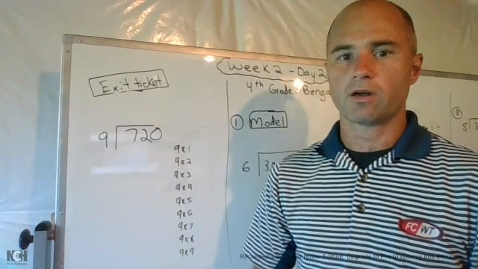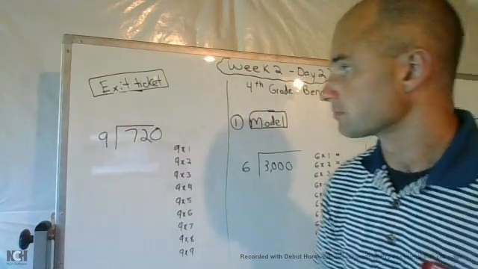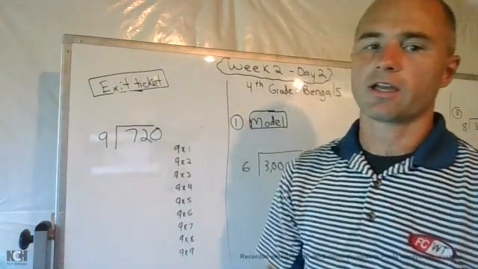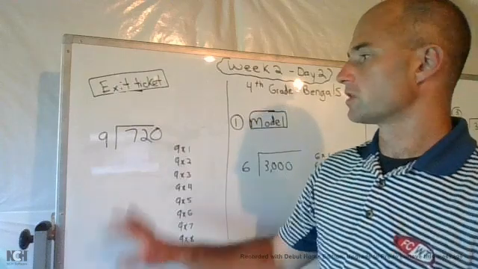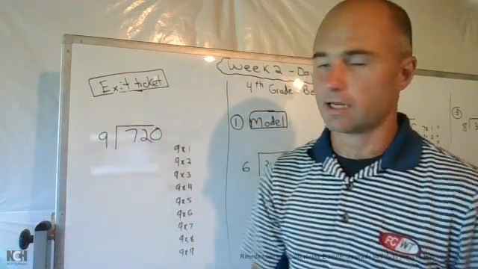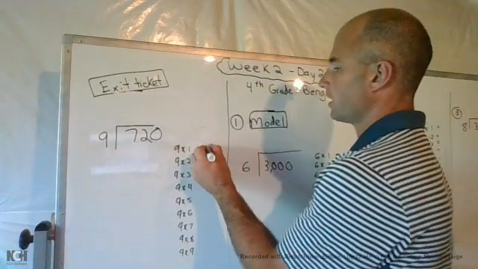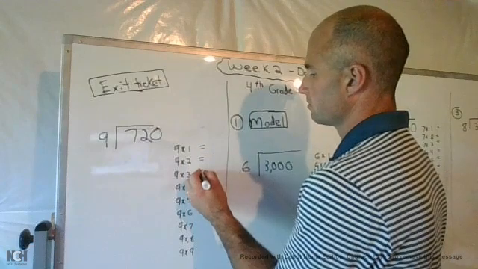Okay, here we are. Welcome to day 2 of the 4th grade Bengals math. So we have your exit ticket from yesterday, which was 720 divided by 9. Okay, so I'm going to do my 9 times tables.